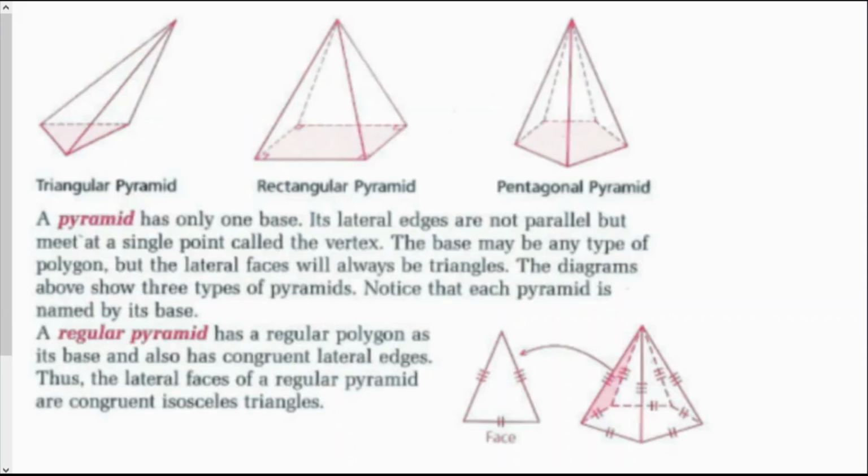So a pyramid has only one base. Its lateral edges are not parallel, but meet at a single point called the vertex. The base may be any type of polygon, but the lateral faces will always be triangles.